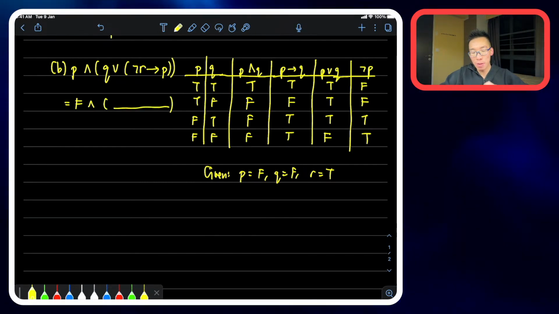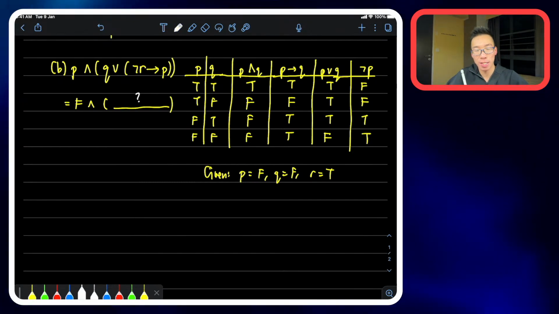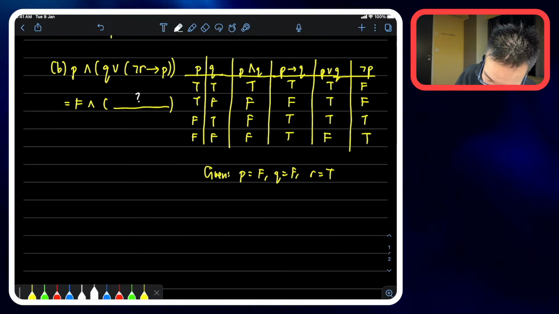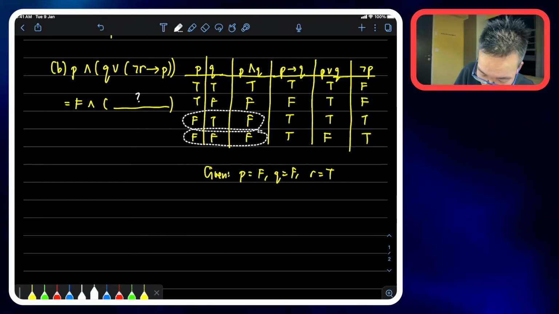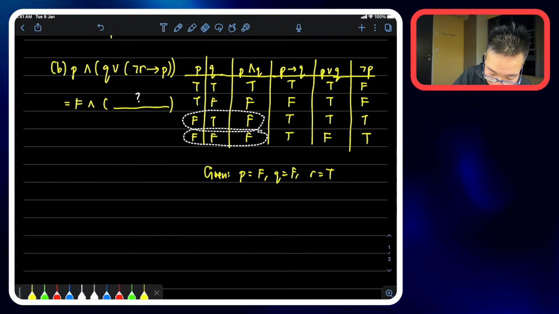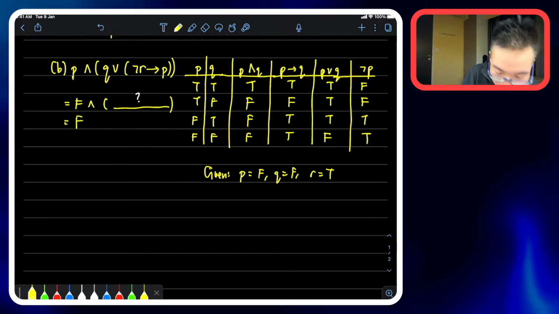Now what's interesting about this is that I may not know what this entire expression is, but if we look at our truth tables, a conjunction of false and something will always give us a false result. For that purpose, I don't have to do any more calculations. This answer must be false.